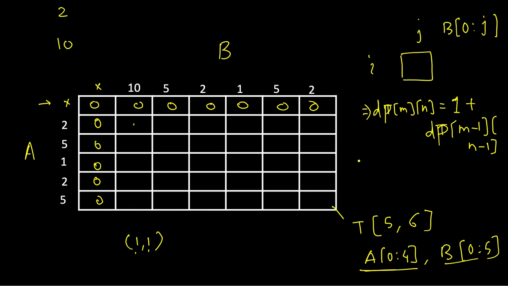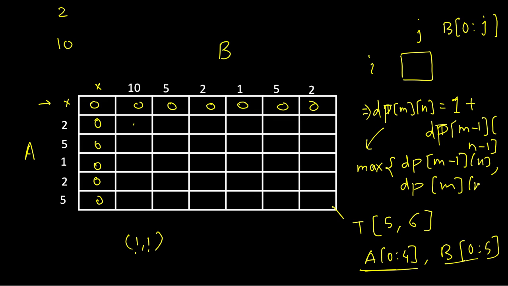And if they are not equal, then this same thing will be max of dp[m-1][n] and dp[m][n-1]. So if this is the mn cell, what is this m minus 1, n minus 1? It will be diagonally up. So if they are same, we look diagonally up at this cell. If they are unequal, we look at this and this and take the max of these two.